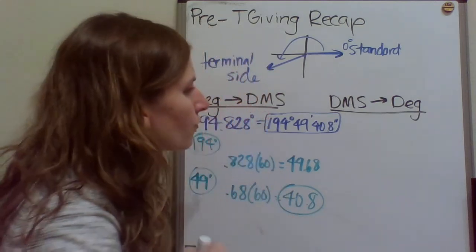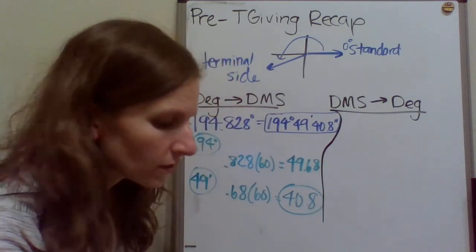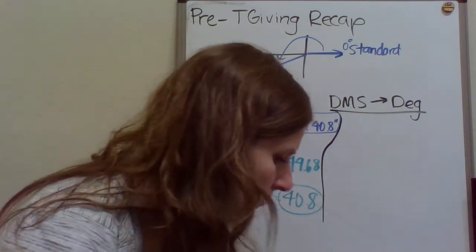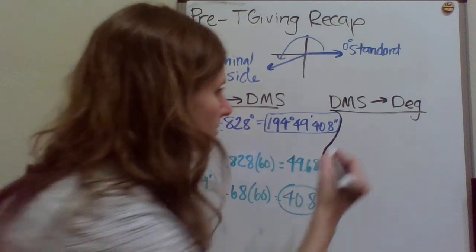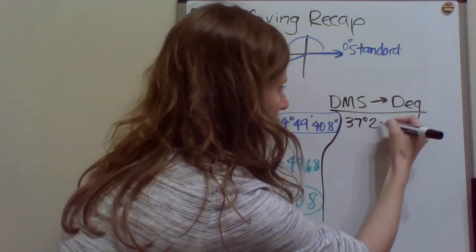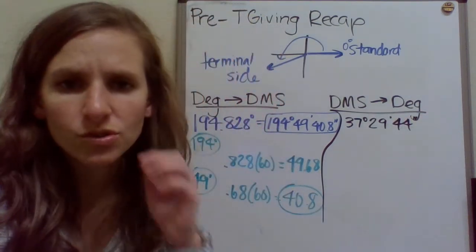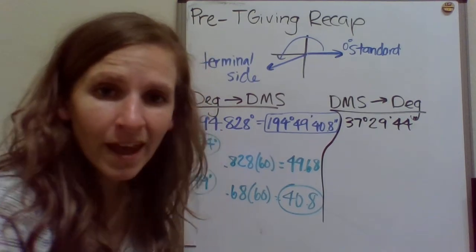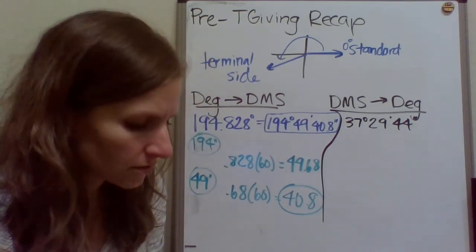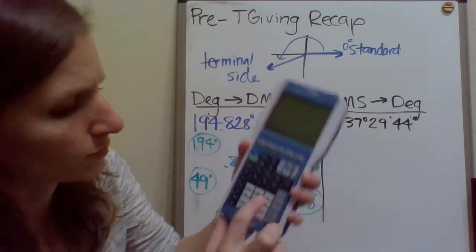We also can go from degrees, minutes, and seconds just into degrees. So if I take, let's do 37 degrees, 29 minutes, and 44 seconds. And if I want to convert that just to degrees, we're going to use the second angle in the alpha plus key to actually enter that in the calculator exactly as we see it.